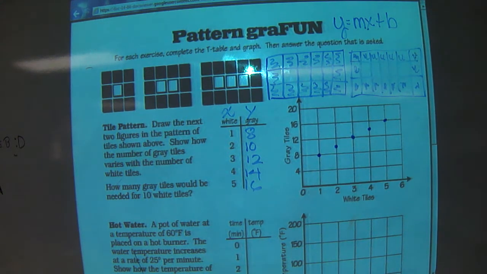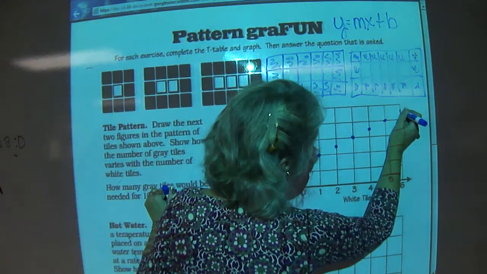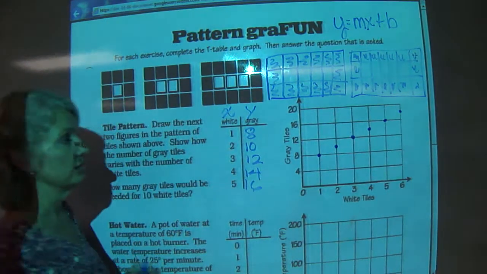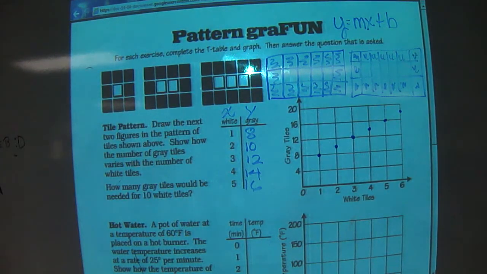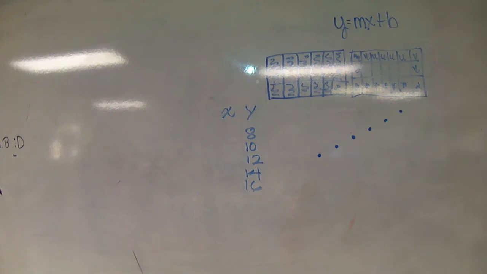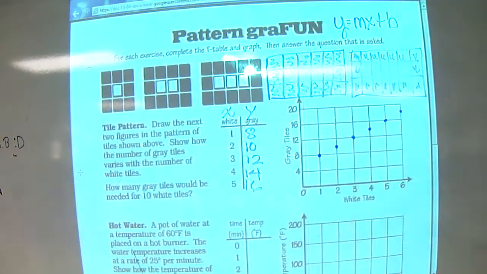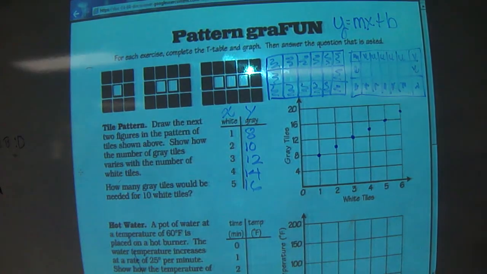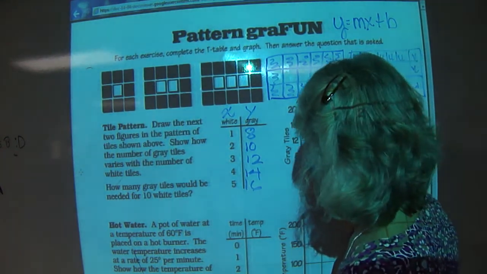What's the b going to be? What's the y-intercept going to be? Can you figure it out by looking at the graph? Yeah. Oh, because you know what 6 is going to be. It's going to be here, right? It's going to be 18. What would 0 be? What would 0 be? 6. Yeah. It would have to be 6.